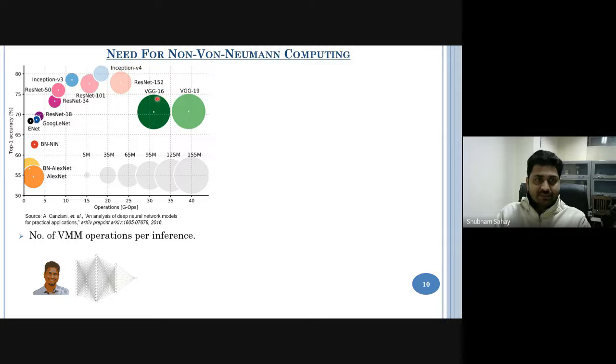Also, the circles here tell you how many model parameters you need to store in order for this neural network to run. So you see that it's at least some megabytes, right? 155 mega, so it's 0.1 giga. So you need a large amount of memory also to store these neural network parameters.